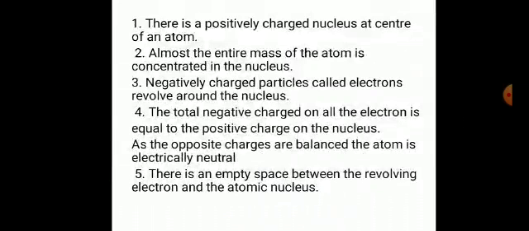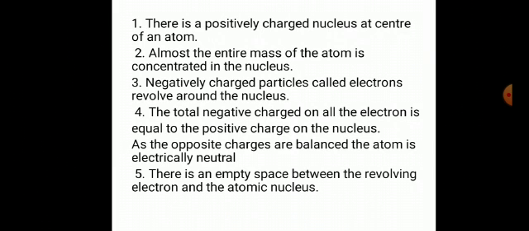So these are the postulates given by Ernest Rutherford. There is a positively charged nucleus at the center of an atom. Almost the entire mass of an atom is concentrated in the nucleus. Negatively charged particles called electrons revolve around the nucleus. The total negative charge on the electrons is equal to the total positive charge on the nucleus. As the opposite charges are balanced, the atom is electrically neutral. There is an empty space between the revolving electrons and the atomic nucleus.